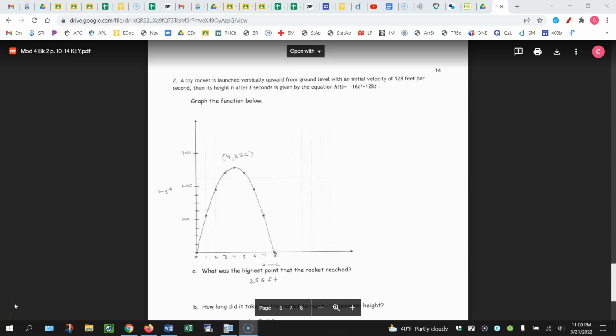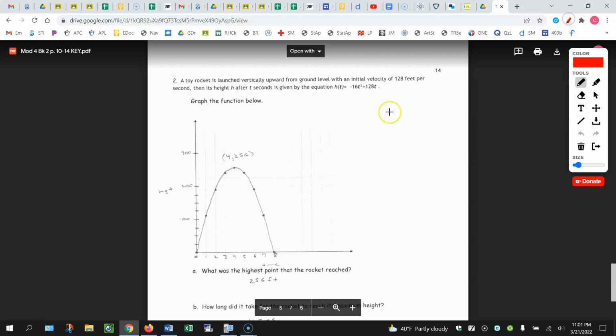All right, to start this video, I'm going to go through the solution for page 14. Hopefully you had a chance to work through this and now you're just checking your solution. You have this toy rocket that was launched vertically, initial velocity 128 feet per second, the height after t seconds. So again, we have the same thing that we've been dealing with.